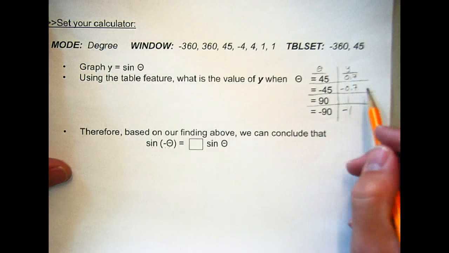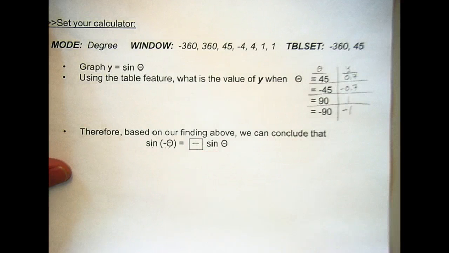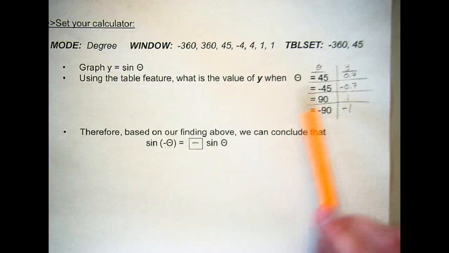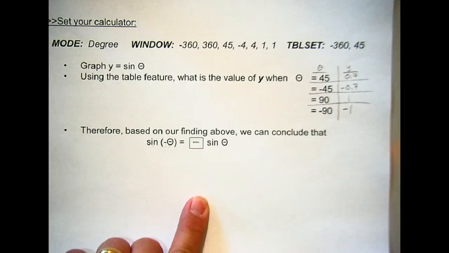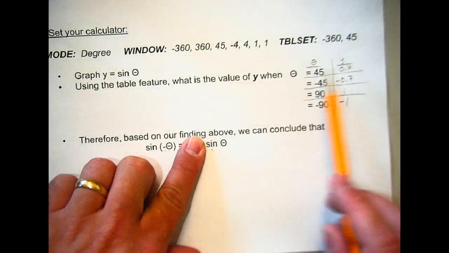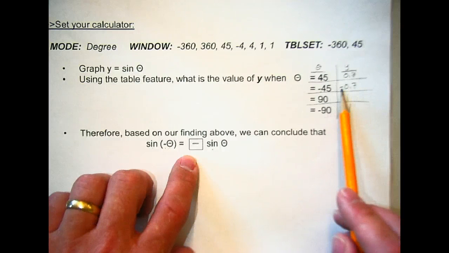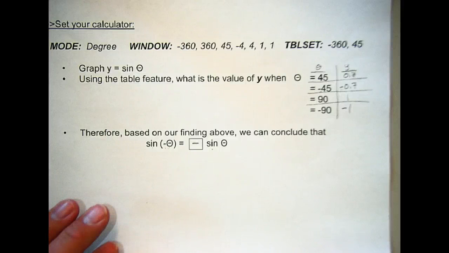Therefore, the sine of negative theta is equal to negative sine theta. Sine of negative theta is equal to the sine of theta, just with a negative sign in front of it. So if I calculate the sine of 45 to get 0.7, to get the sine of negative 45, I'd put a negative sign in front of that. We'll see that visually here in a minute.